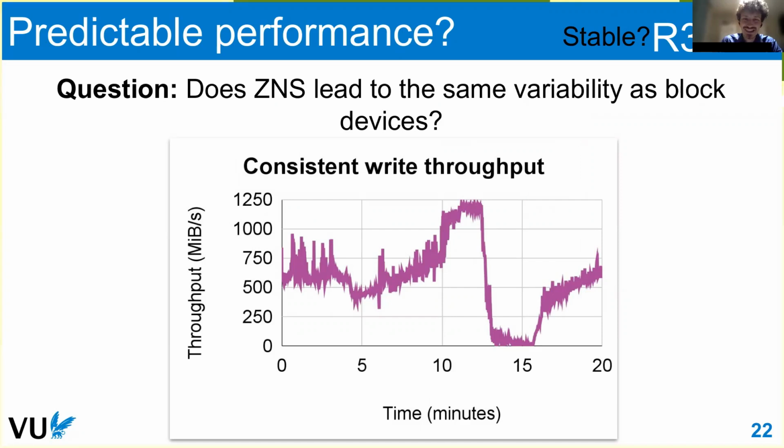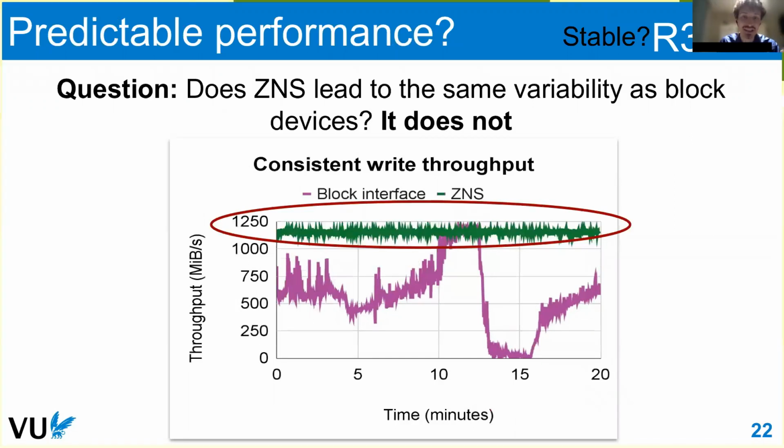Do we have an interface that can deliver consistent write throughput all the time? The short answer is yes, absolutely yes. Using ZNS, it's plotted here as the green line circled in the red circle. And you see that it keeps going consistently throughout the entire time from beginning to end. So finally we have an interface that can deliver consistent performance. Really cool.